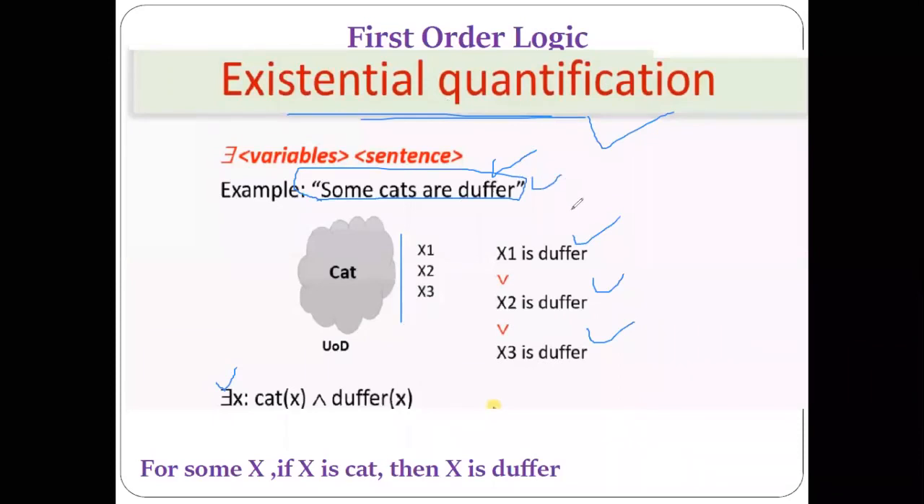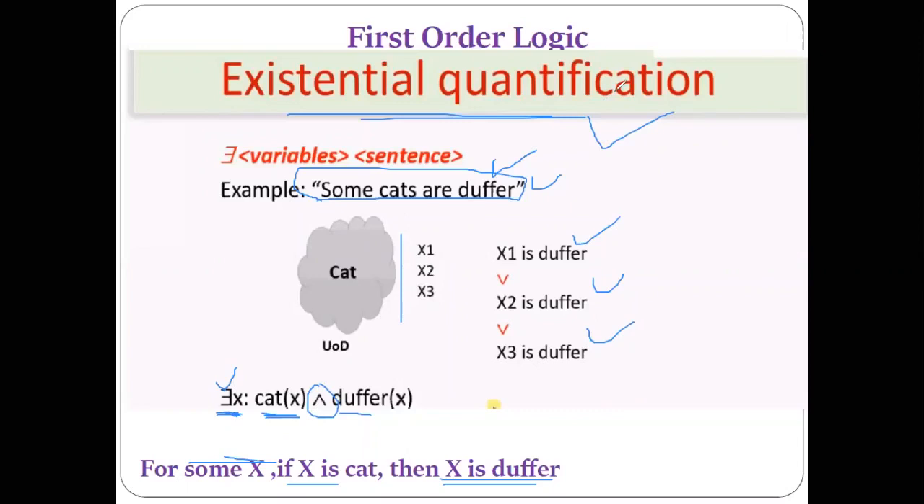So what is the statement given? Some cats are duffer. For the cats, which variable do we represent with? X. So meaning of this what? For some X, if X is a cat, and he is the duffer. So for some X, if X is a cat, then X is a duffer. But here we don't have to use the implication symbol connective. Here we have to utilize compulsorily the and symbol. And that is the existential quantifier.